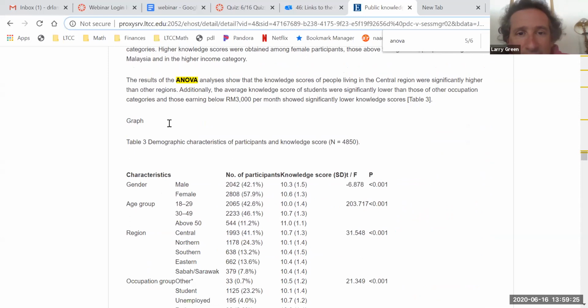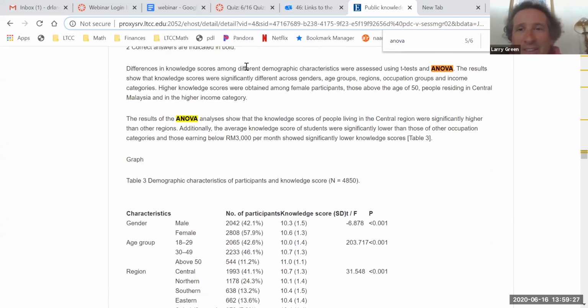Again, what I did is by searching, I don't know if you can see, I did a search for ANOVA so we can highlight it. Differences in knowledge scores among different demographic characteristics were assessed using t-tests and ANOVA. So let's take a look at that. What we want to say is, are our knowledge scores different across groups? Does that make sense?